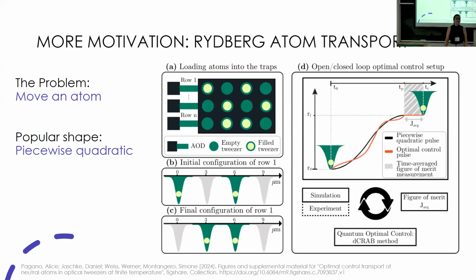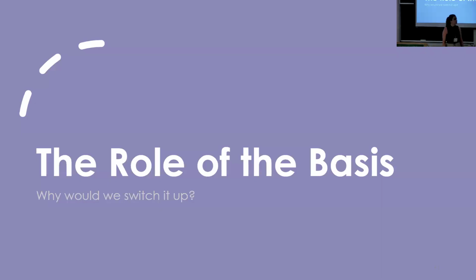The typical ansatz that at least their collaborators were using was a piecewise quadratic one in order to get the atom from one place to the other. And they did some simulations to look at finite temperatures, and they tried some different bases, and they saw that if instead of these piecewise quadratic ones, they used sinc functions, they were able to get nicer results when optimizing. Okay, so now I hope you believe me that you should care about basis functions.